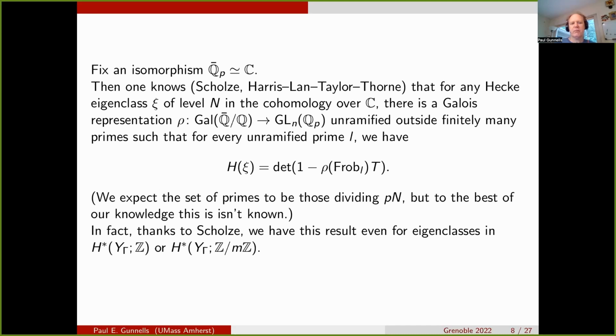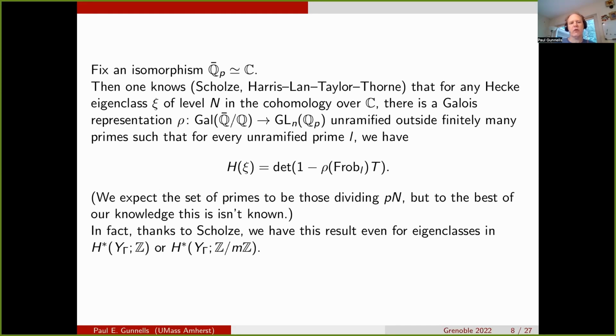And in fact, Scholze proved quite a bit more. He proved that it's even true for integral cohomology classes in the locally symmetric space, or even torsion classes with finite coefficients. Okay, so these were major achievements in this story.